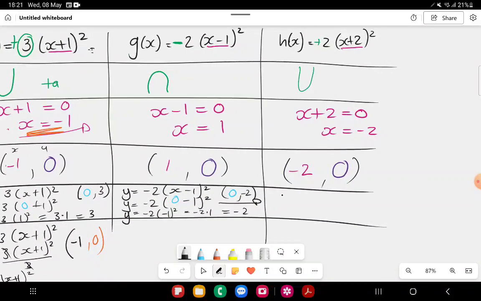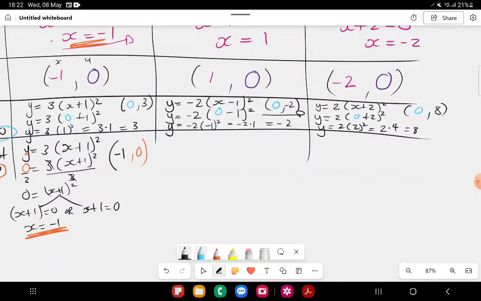Y-intercept on the third one: y is equal to 2 times (x plus 2) squared. Y is equal to 2 times (0 plus 2) squared. So y is equal to 2 times 2 squared, which is equal to 2 times 4, which is equal to 8. So over here, your intercept is x is 0 and y is 8.